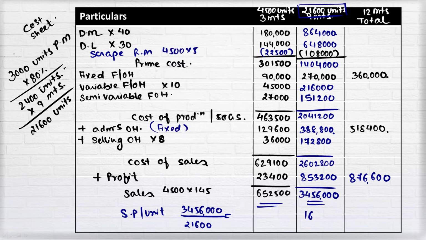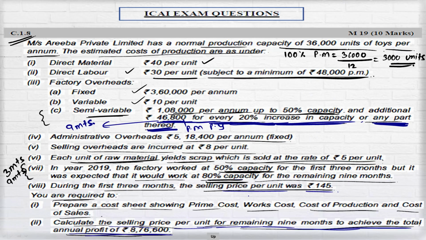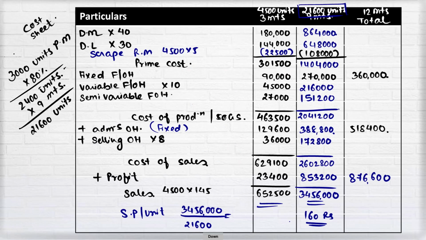That is 160. What you were selling in the first 3 months? You were selling at what rate in the first 3 months? 145. In the next 9 months, you will have to sell at 160 rupees to get an annual profit of 8,76,600. Again, the total answer is not given in the book, but I think you should write down the total column also if the same question is asked in examination.